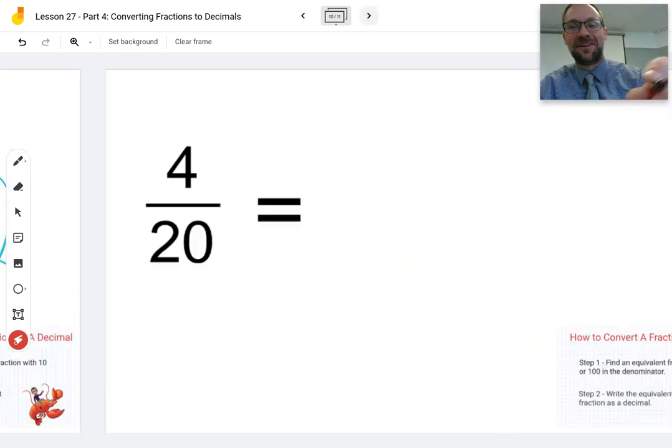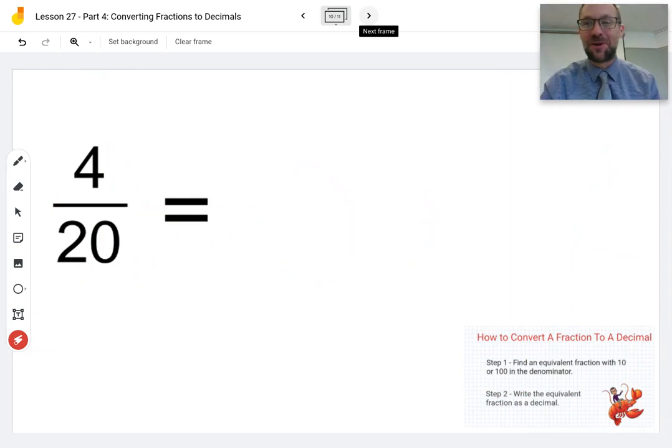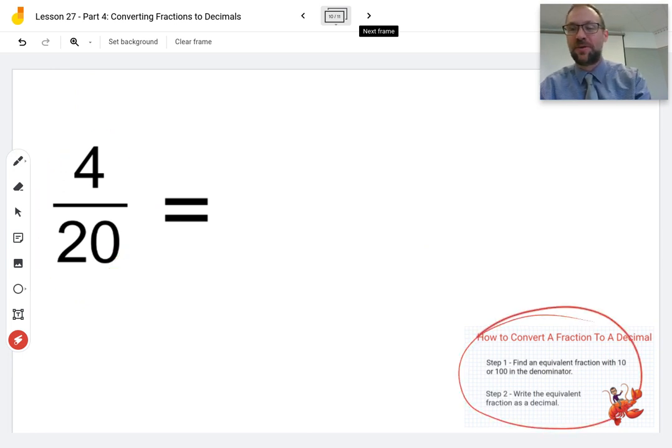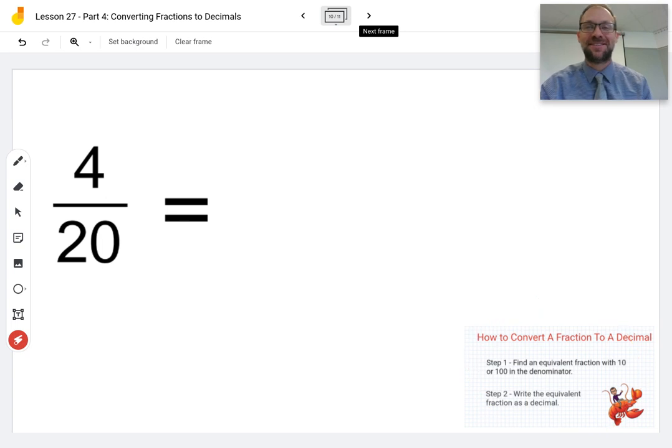All right, that was a rough one. Oh, we have one more. Okay, let's do it again. 4 twentieths. Convert 4 twentieths to a decimal using these 2 steps that we've been practicing in this lesson.